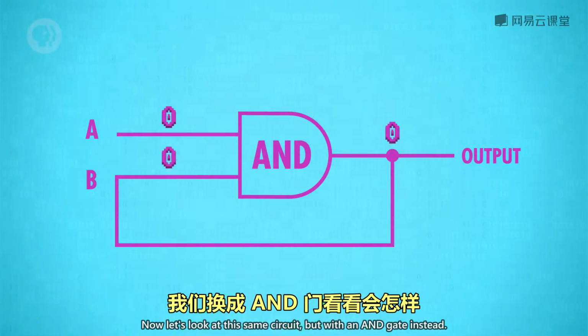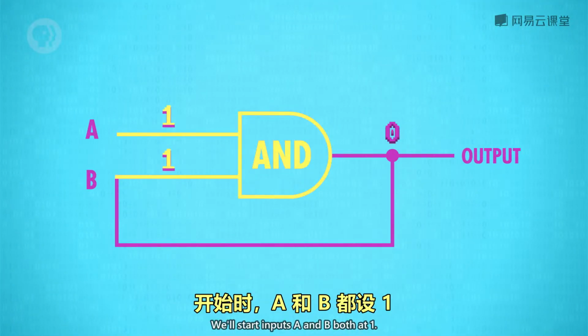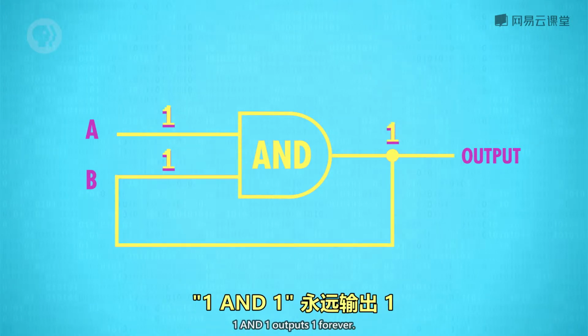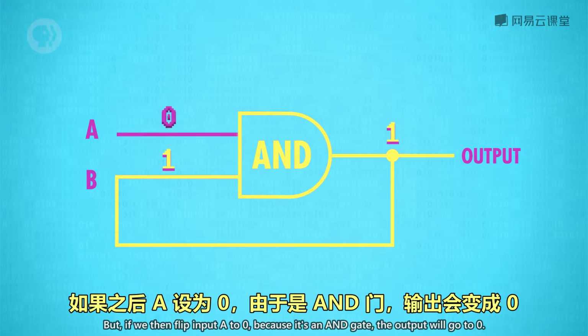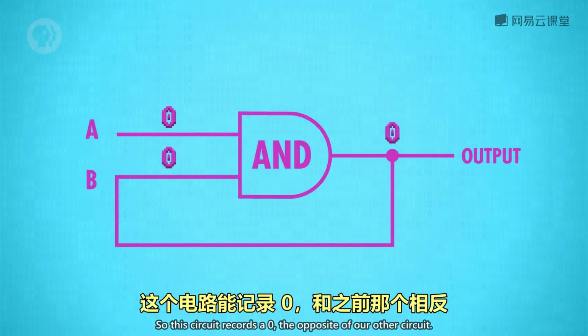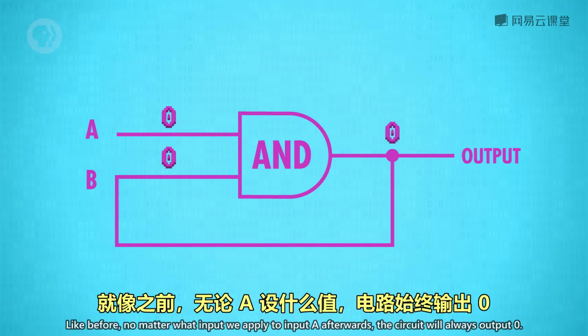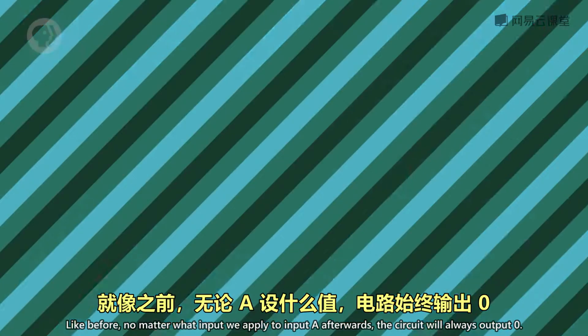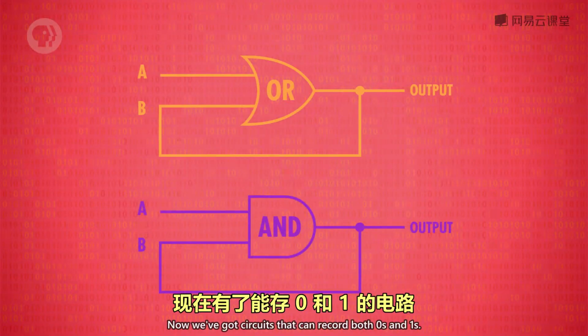Now let's look at the same circuit but with an AND gate instead. We'll start inputs A and B both at 1. 1 and 1 outputs 1 forever. But if we then flip input A to 0 because it's an AND gate, the output will go to 0. So this circuit records a 0, the opposite of our other circuit. Like before, no matter what input we apply to input A afterwards, the circuit will always output 0. Now we've got the circuits that can record both zeros and ones.